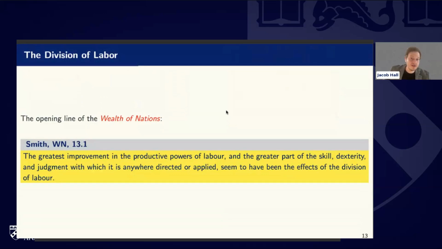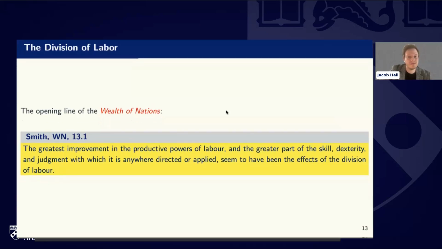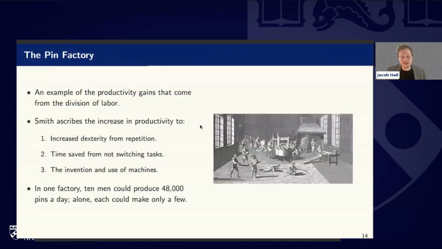So Smith starts the book, this is the opening line of The Wealth of Nations, with: "The greatest improvement in the productive powers of labor, and the greater part of the skill, dexterity, and judgment with which it is anywhere directed or applied, seem to have been the effects of the division of labor." This is one major key idea of Smith that he starts the book with. He gets into the example of the pin factory to show what he's talking about.